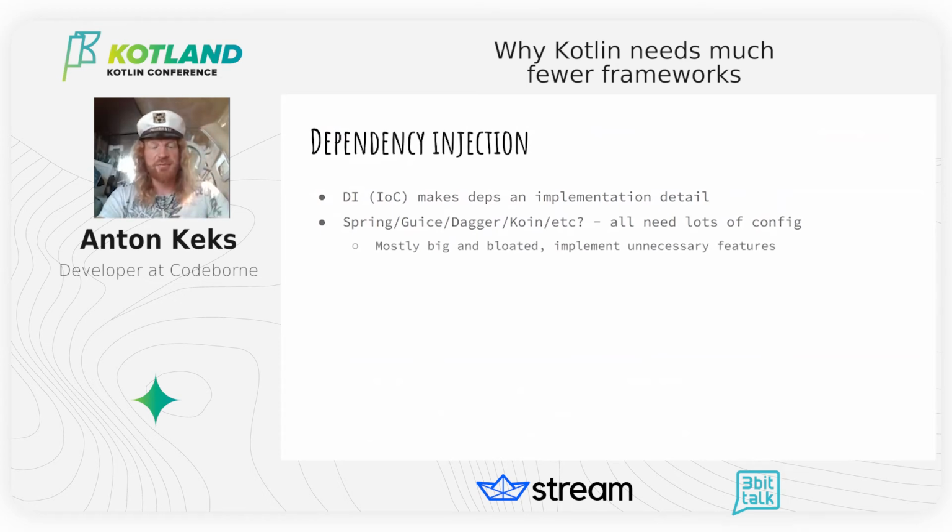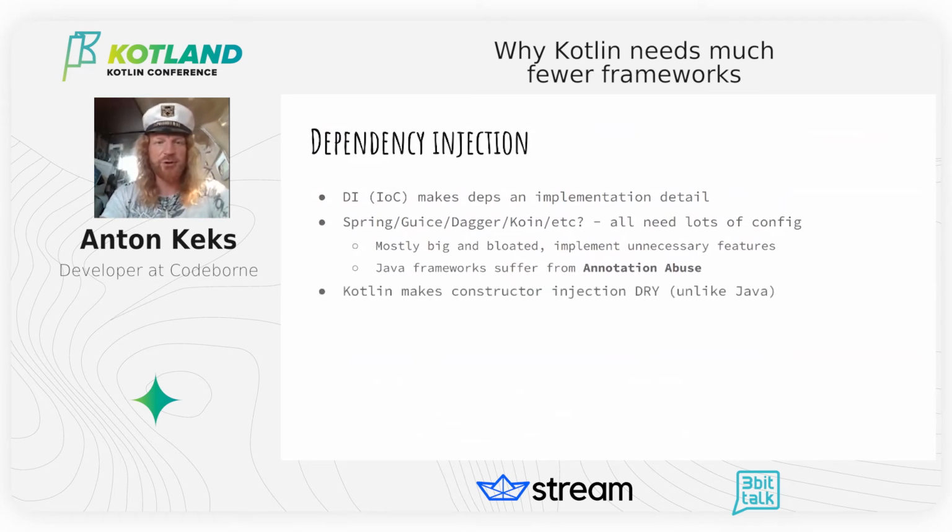Most of these are big and bloated, and with most of them you need to fight from time to time. You need to look at why it doesn't work as you expect, and change something. And it's hard. Java frameworks also suffer from annotation abuse. You need to write a lot of annotations, and they are all processed at runtime, and some bytecode manipulation happens, and whatever scary and slow stuff. So Kotlin makes constructor injection really dry.